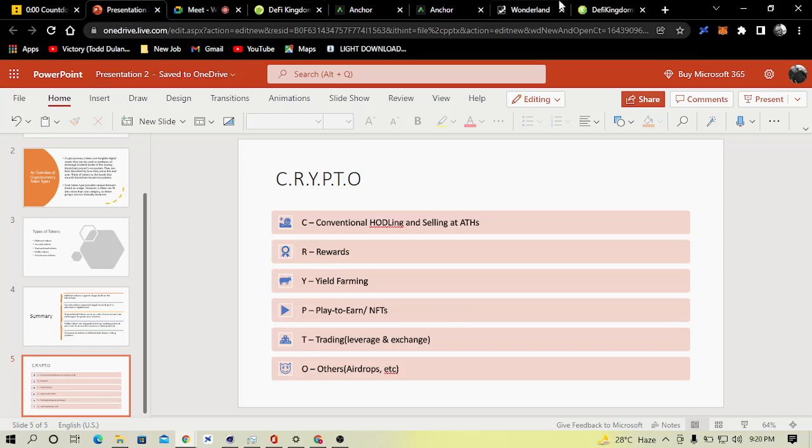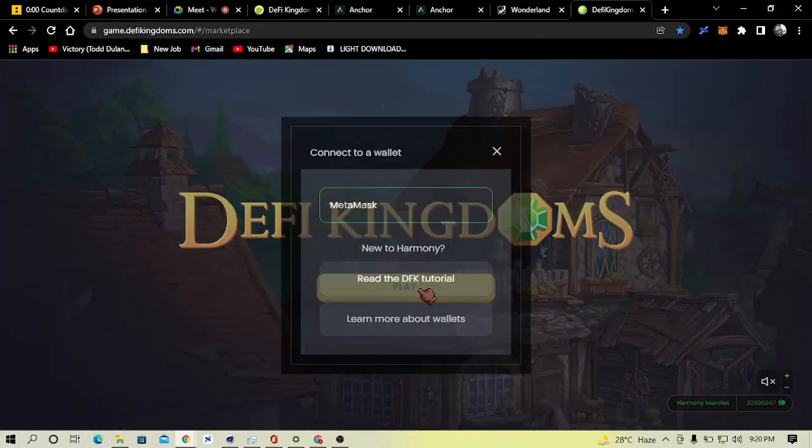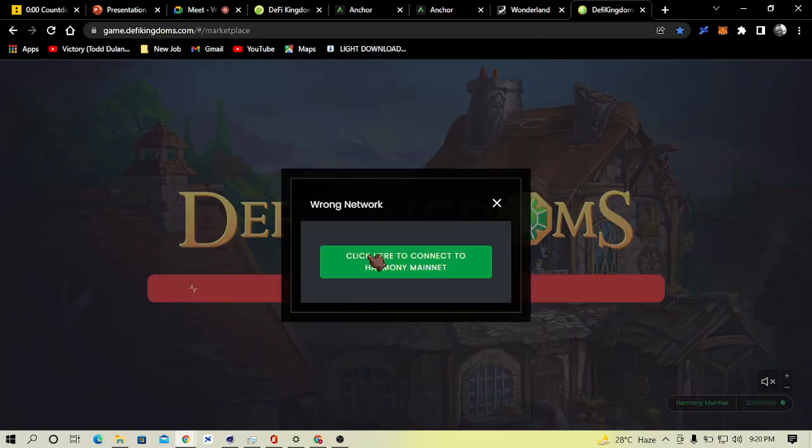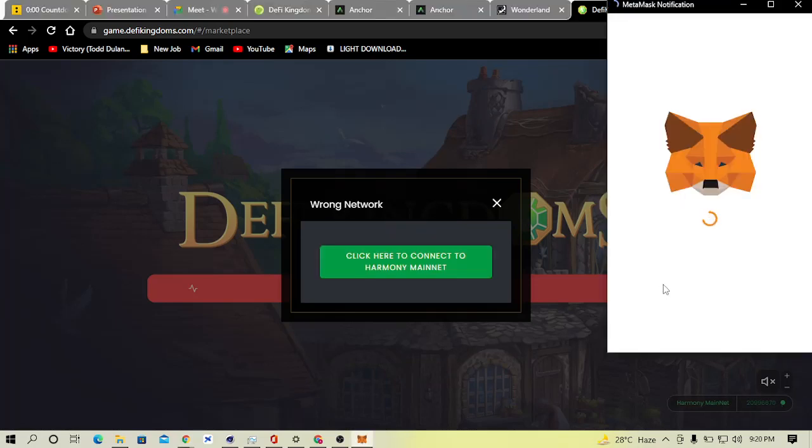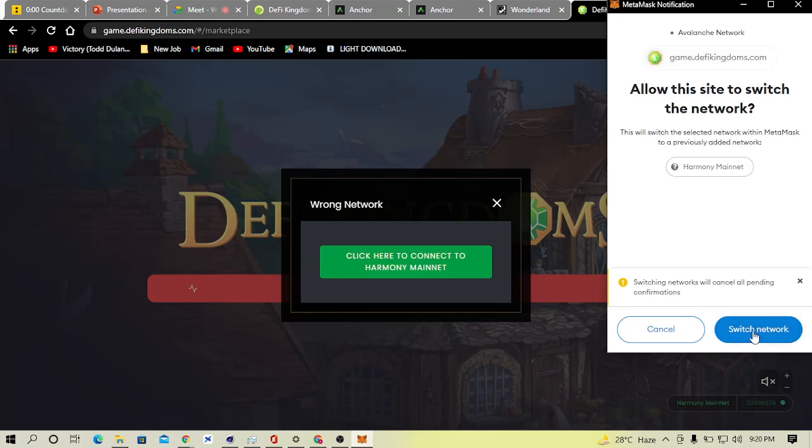Fine. Okay, so I'm going to show you something real quick. I'm just probably switching from network to network. This site is on the Harmony network, and the other site was on the Avalanche network, so I have to switch networks. I'll probably do a video on how to add networks to your MetaMask. So I'm trying to switch to Harmony mainnet.